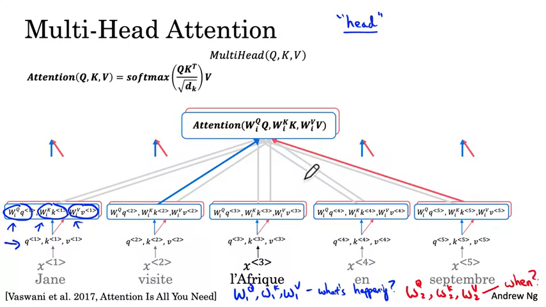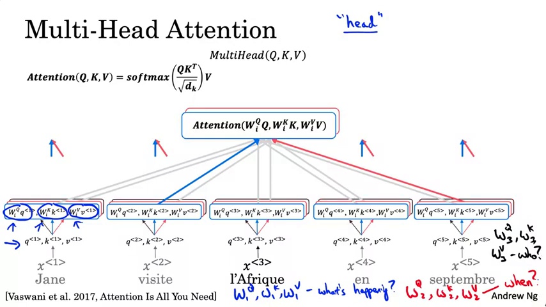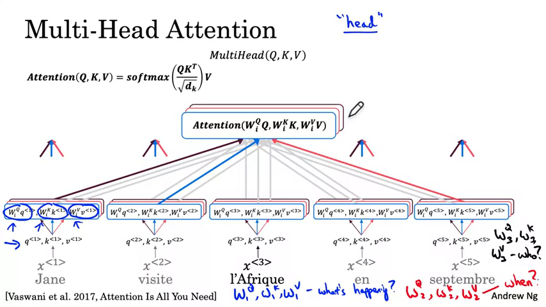Maybe the third question we now want to ask, as represented by WQ3, WK3 and WV3, is who? Who has something to do with Africa? And in this case, when you do this computation the third time, maybe the inner product between Jane's key vector and the l'Afrique query vector will be highest, and so I've highlighted this black arrow here so that Jane's value will have the greatest weight in this representation, which I've now stacked on at the back.